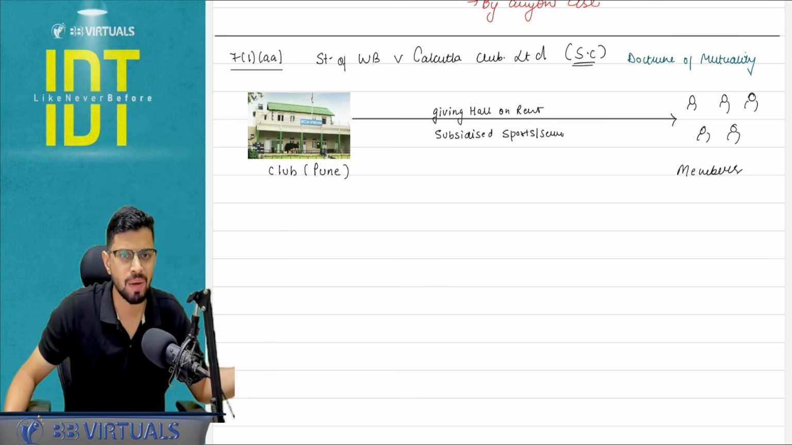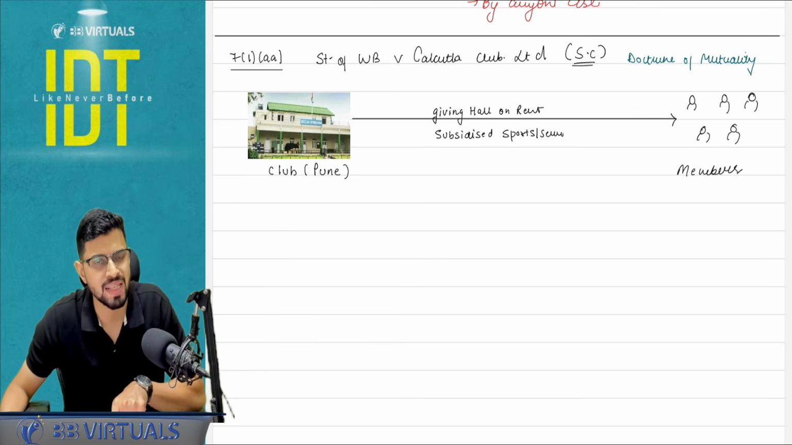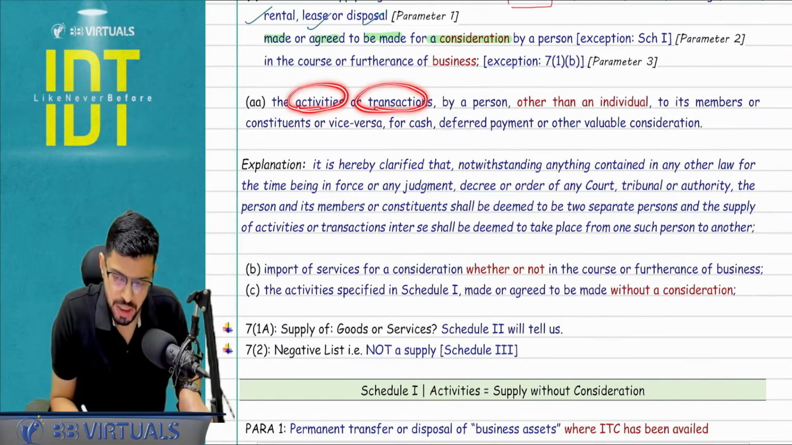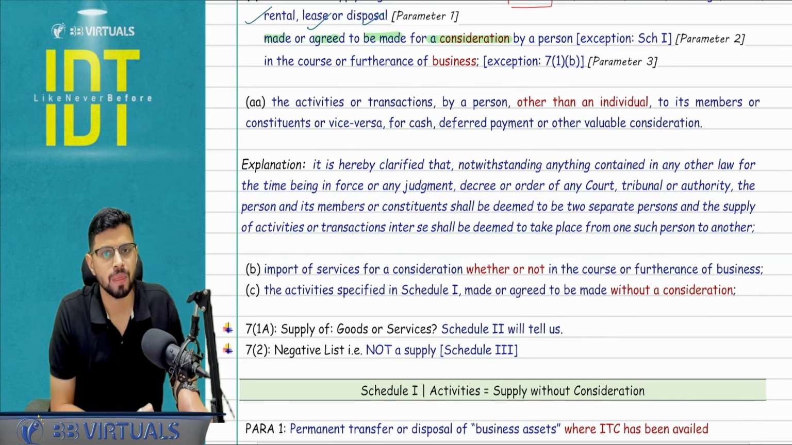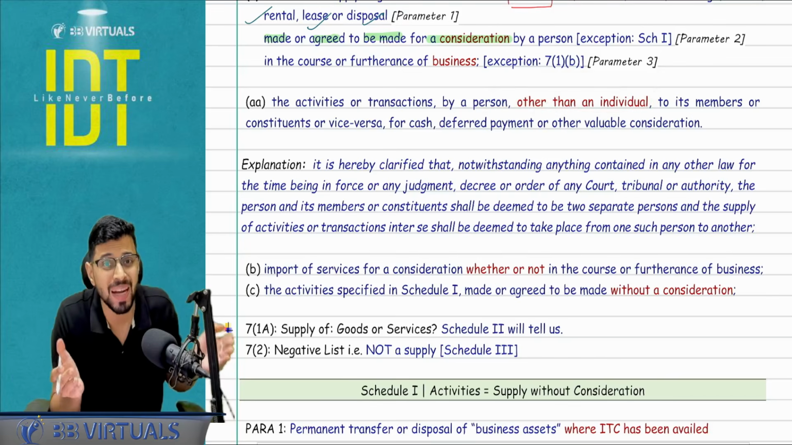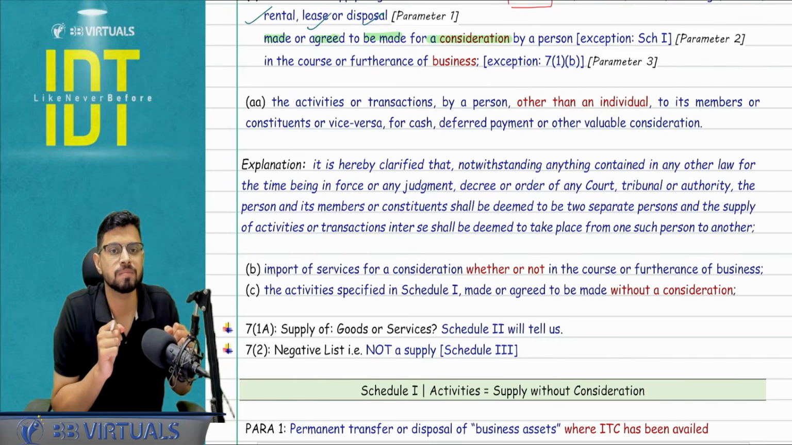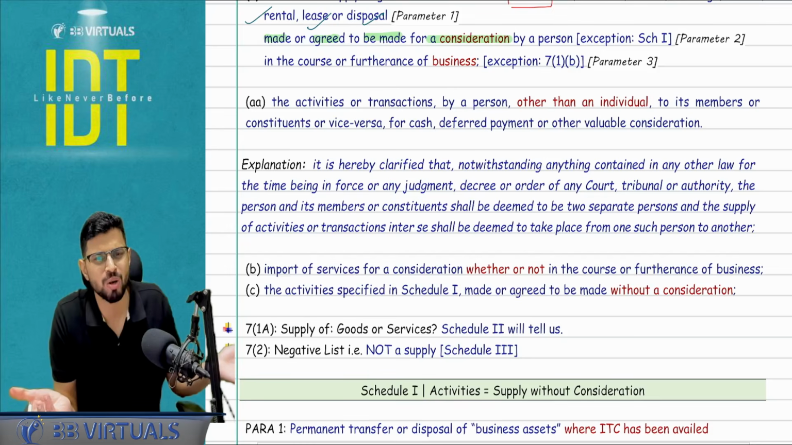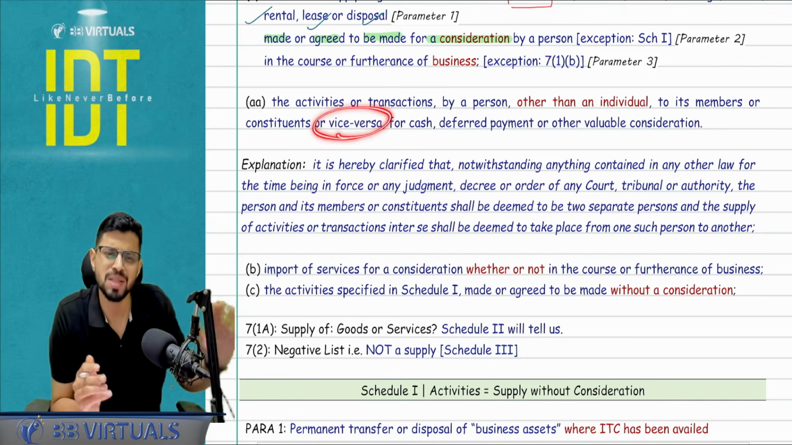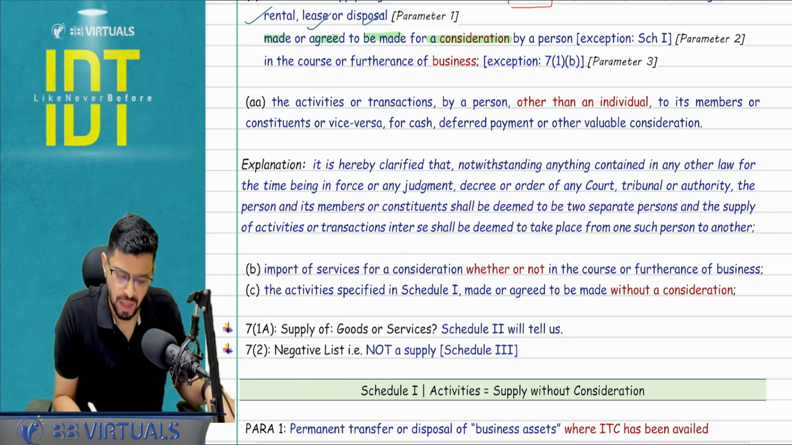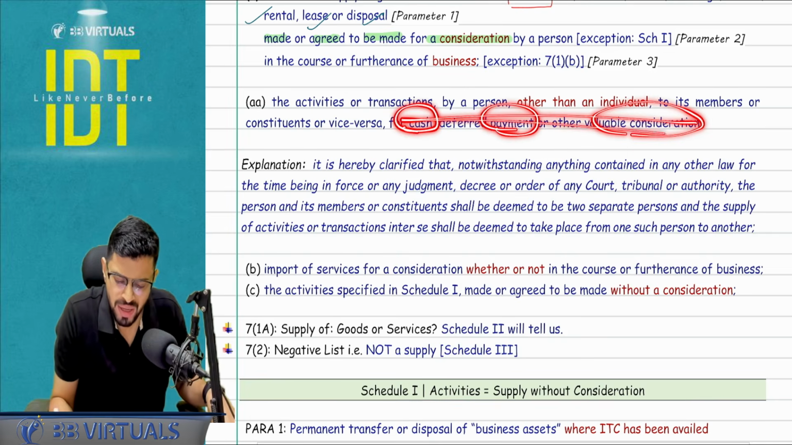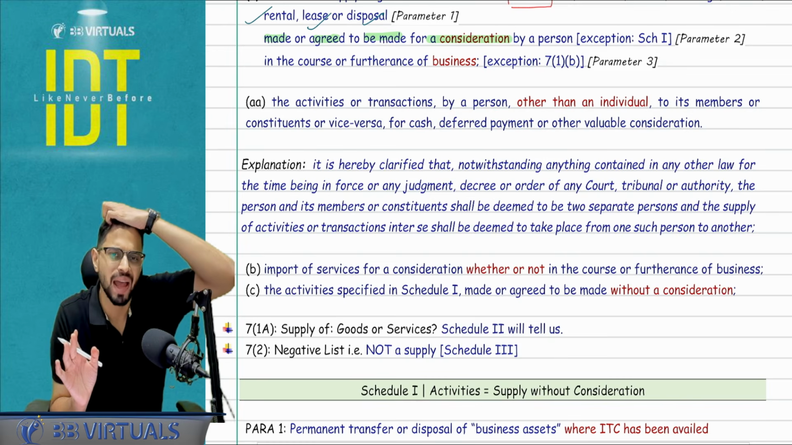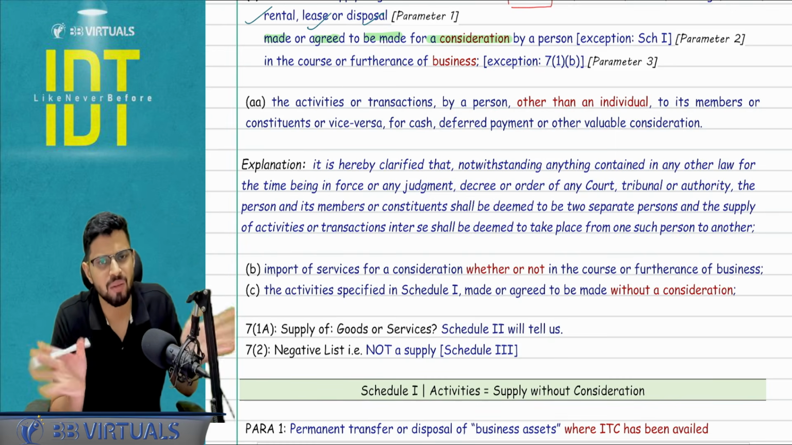So I can teach you 7.1 AA directly, but you need to understand the backdrop of why this amendment came. Read. The activities or transactions by a person, which person, other than an individual, means they are primarily talking about clubs. Backdrop you need to know. To its members or constituents. Constituents means members, or vice versa, means members can give to the club. That is also supply. For cash, deferred payment or any other valuable consideration; this was not required to be mentioned. It is in any way a parameter of supply. But okay, it's fine. They have mentioned it again.